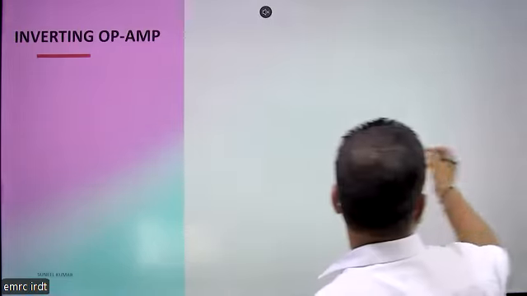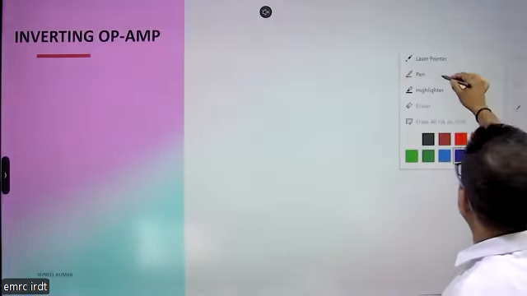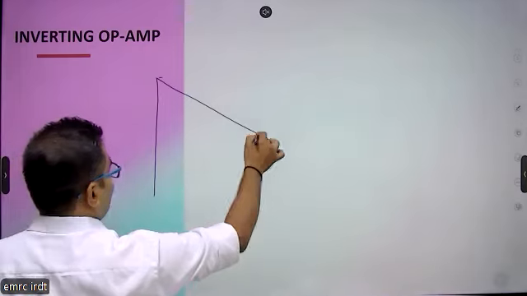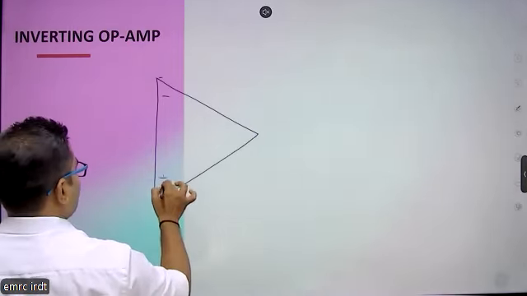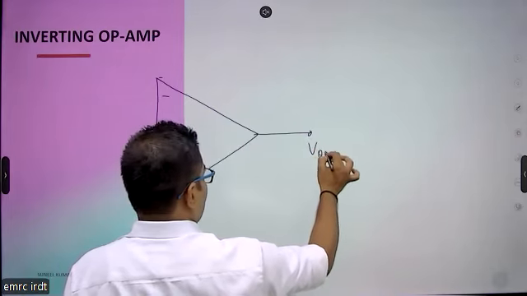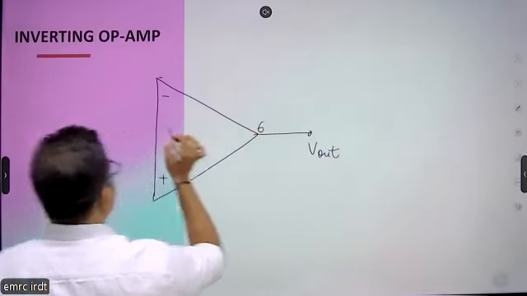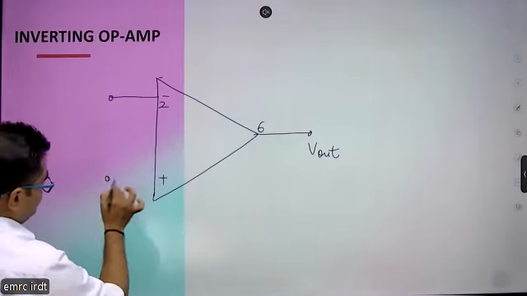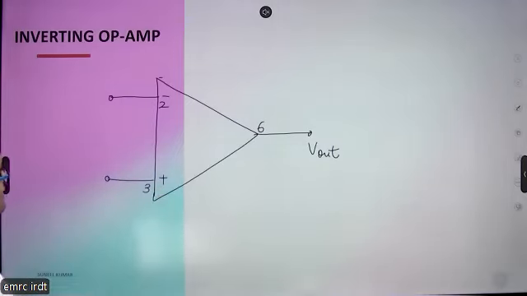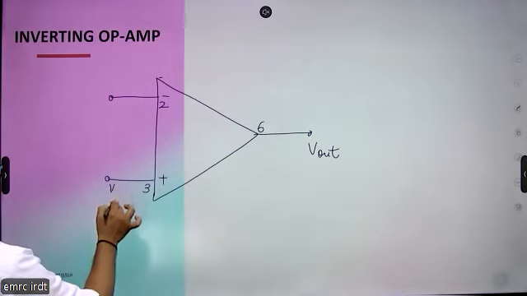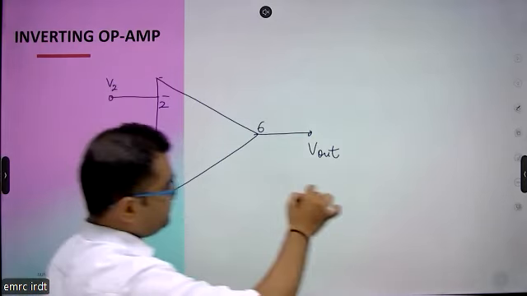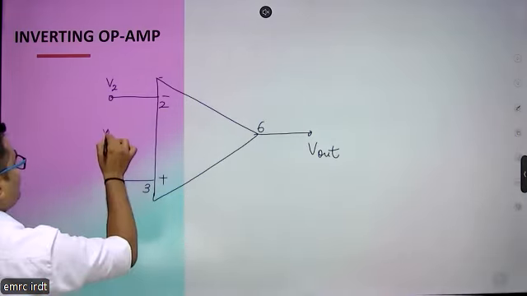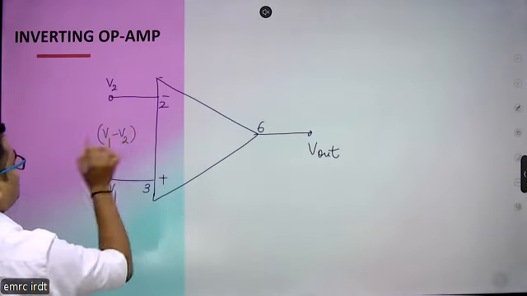Similarly, we can design this inverting operational amplifier through closed loop configuration, in which we are connecting the input voltage at the inverting terminal. This is minus, this one is plus. This is the output voltage, V output, pin number 6. This is pin number 2, the inverting terminal. This one is pin number 3, the non-inverting terminal. We have voltage V1, this is V2, so the difference V1 minus V2 is what we are going to amplify.